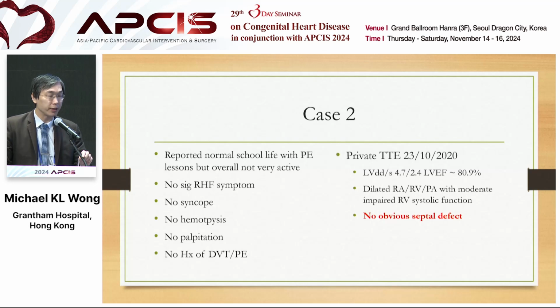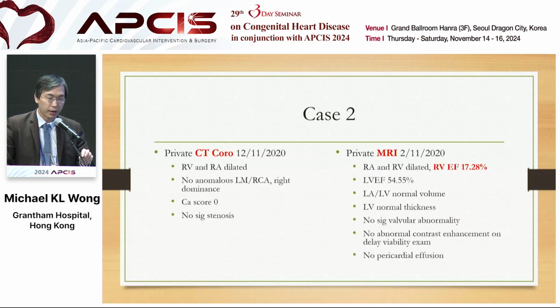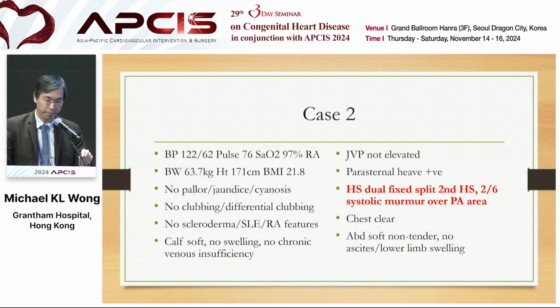Clinically, the patient is relatively asymptomatic with a normal developmental stage, although he reported not being very active in terms of exercise. The private transthoracic echocardiogram shows a normal LV but dilated RV with impaired systolic function and no obvious septal defects. He also had other imaging, including a CT coronary angiogram and an MRI heart, which showed no coronary artery disease, and dilated right ventricle with impaired systolic function, but no other structural abnormality mentioned.